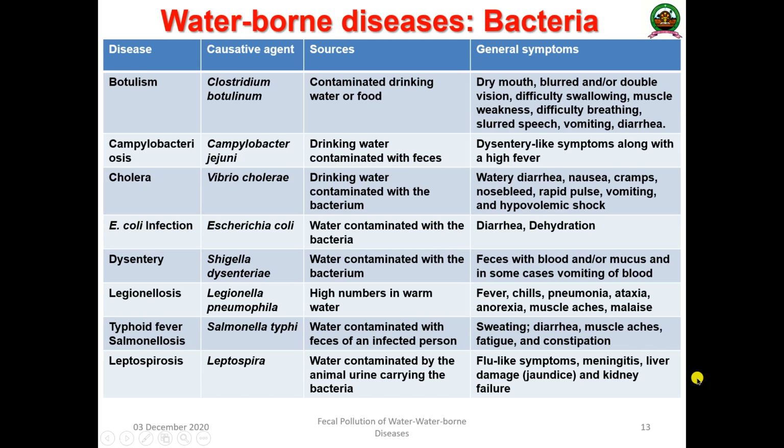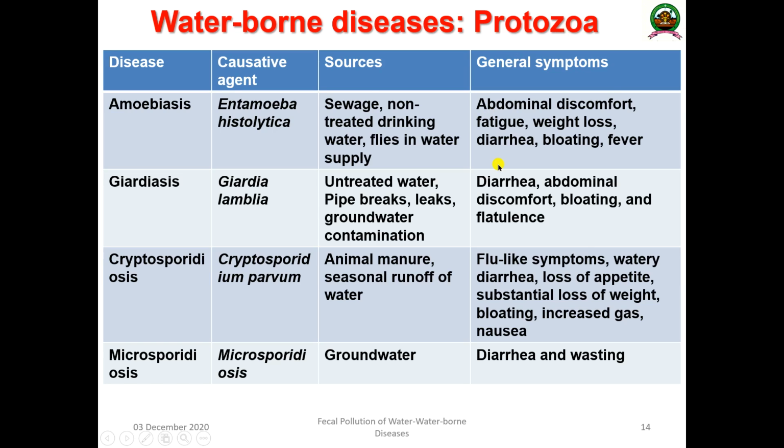Then the symptom is always a flu-like symptom. Meningitis, that is inflammation in the brain. Liver damage, jaundice, and kidney failure. These are very serious complications of leptospirosis. There are many more examples, but these are the common examples of bacterial infection caused through contaminated water. Next one is protozoa.